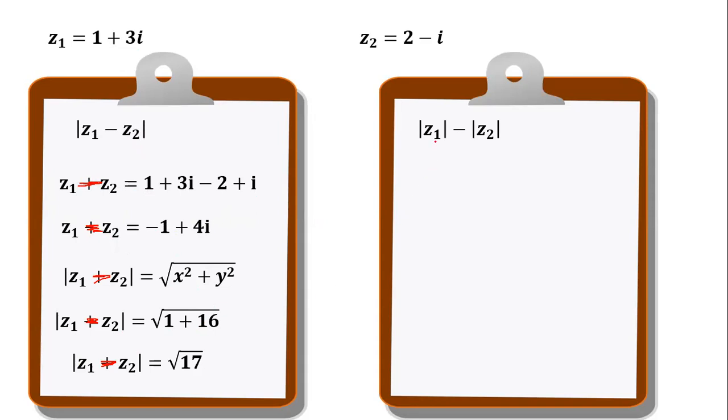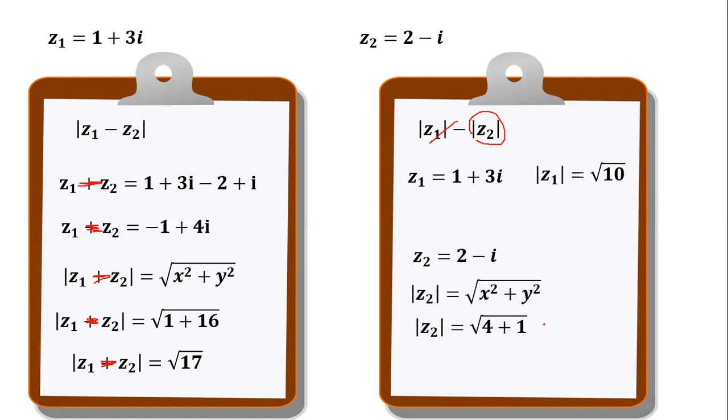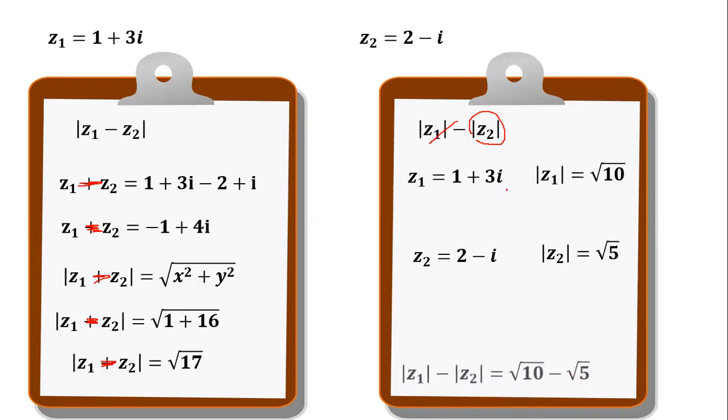On the other side, calculate the modulus of z1 minus the modulus of z2. z1 is given. Calculate its modulus by applying the formula radical x squared plus y squared. After calculating the modulus of z1, calculate the modulus of z2, which is given, radical x squared plus y squared. Subtract the answers from each other. We can say the modulus of z1 minus z2 is completely different from the modulus of z1 minus the modulus of z2.